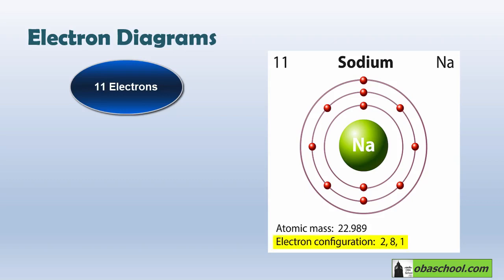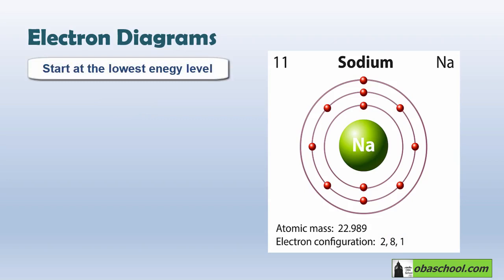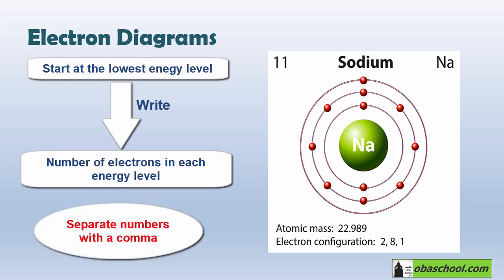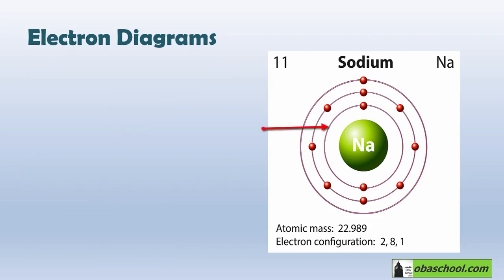So let's examine how to write the electronic structure or the electron configuration. You will start at the lowest energy level, which is the one nearest to the nucleus, and it is the first energy level. You will write the number in each successive energy level or shell, and the numbers of electrons will be separated from each other by a comma. So, in the first energy level, which is the innermost level, we have 2 electrons. We will put a comma, then we will put the number of electrons in the second energy level, which is 8. Again, we will put a comma, and we will put the number of electrons in the third energy level now, which is 1, and so on.